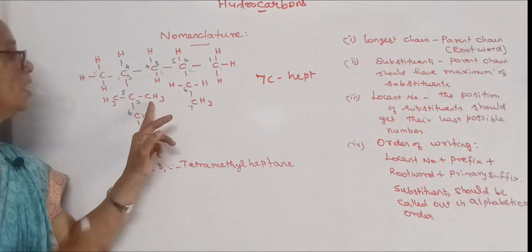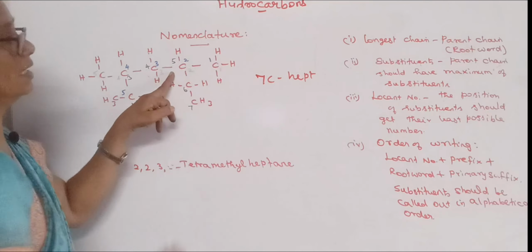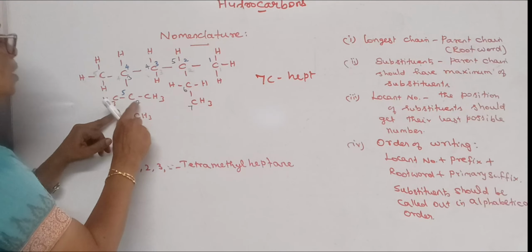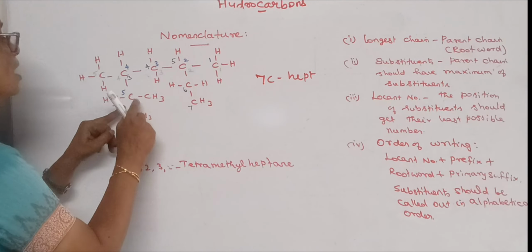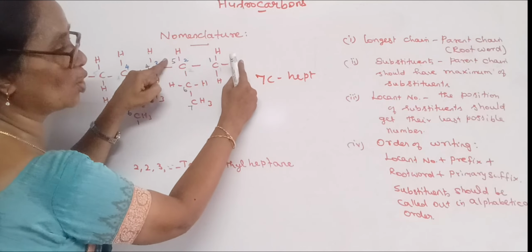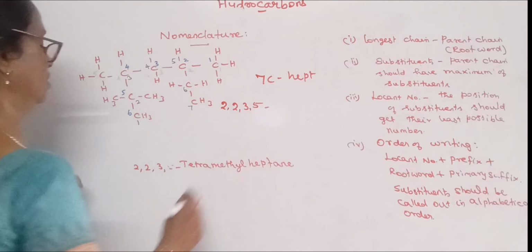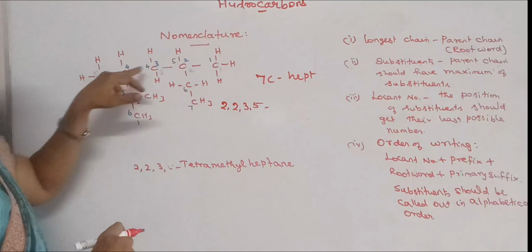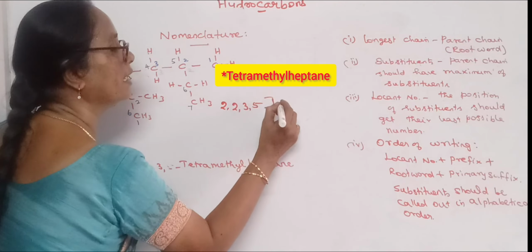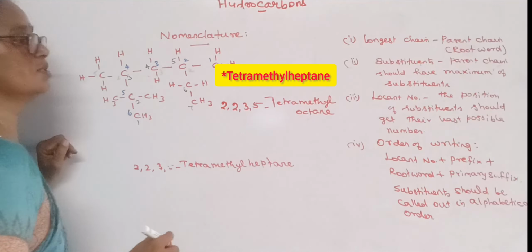So the second carbon has 2 methyl groups, the third carbon has 1 methyl group, and the fifth carbon has 1 methyl group. So how do I have to write? I should write the locant numbers. So the locant number 2, because it has 2 methyl groups: 2, 2. And the third position has 1 methyl group, and the fifth has 1 more methyl group. So I can write 2, 2, 3, 5. Tetra: how many times do I have methyl? 1, 2, 3, 4. So tetramethyl octane. This is the name of the compound.